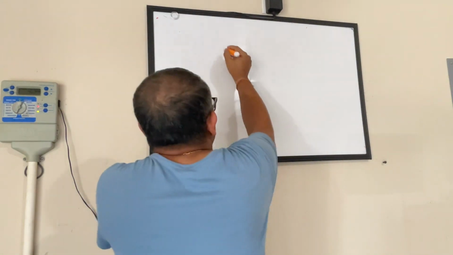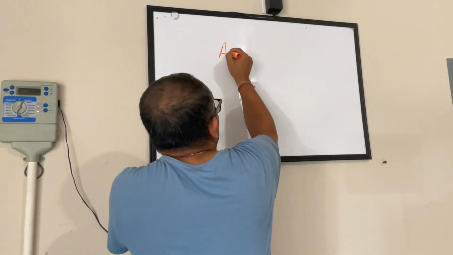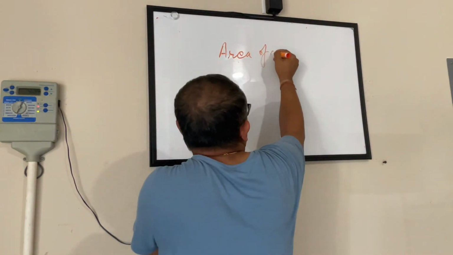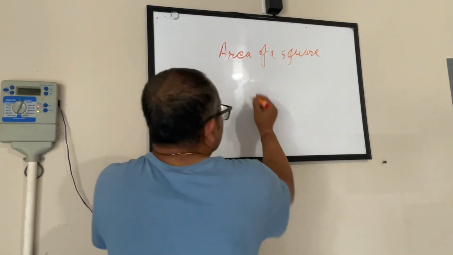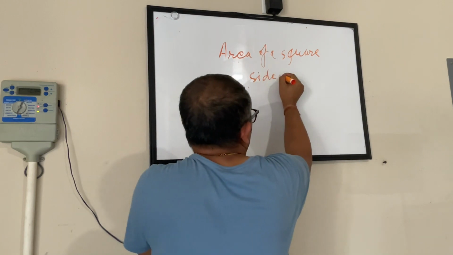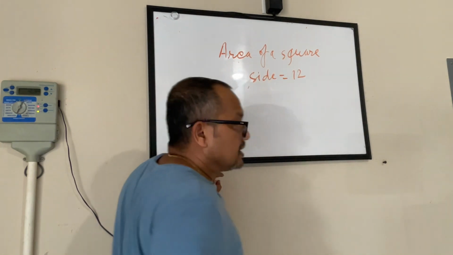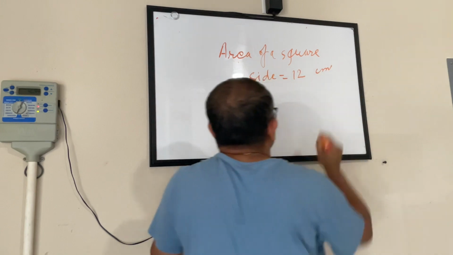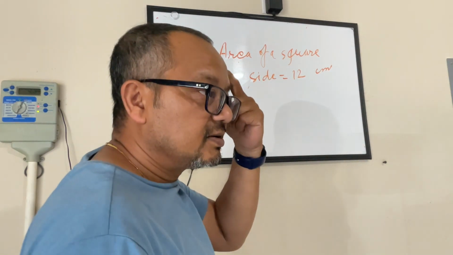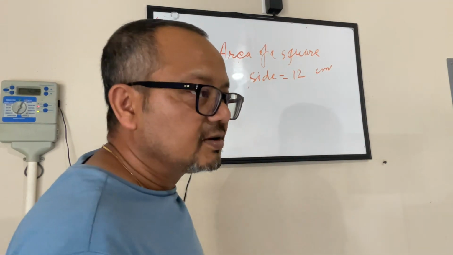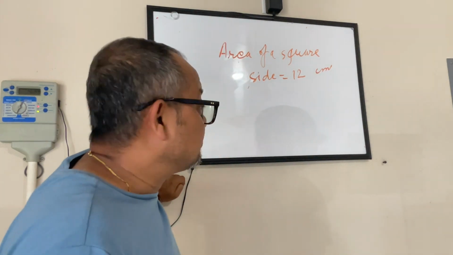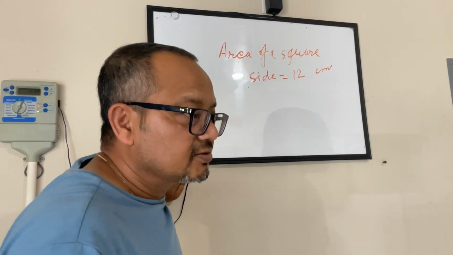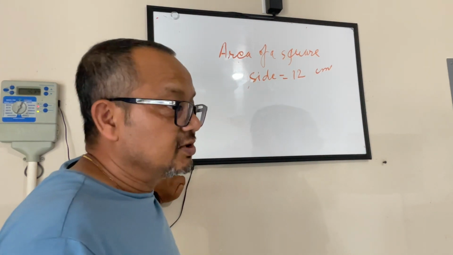Find out the area of a square where the side is equal to 12 centimeter. Can I say the answer? Yeah. 144 centimeters. 144 centimeters.